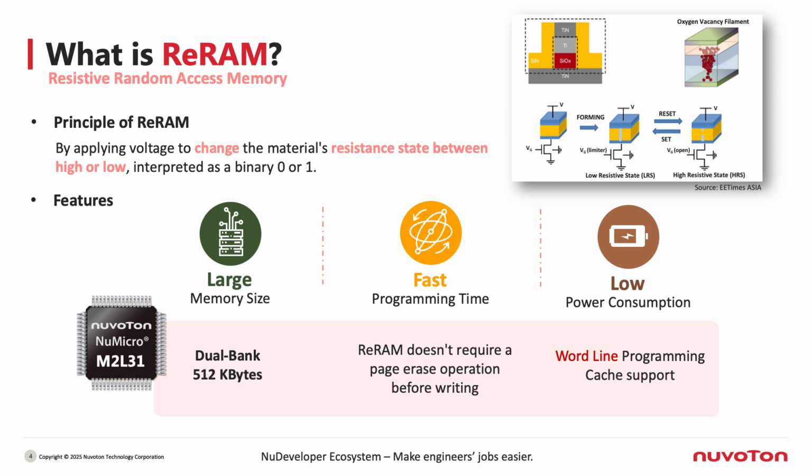So, what exactly is ReRAM? Its principle is based on changing the conductive state of the material through set and reset operations, representing the digital values 0 and 1. In the M2L31 microcontroller, thanks to the characteristics of ReRAM, it provides a 512 kilobyte capacity with a dual bank architecture and supports word-line programming. Unlike traditional flash memory, it allows direct writing without the need for an erase operation. Moreover, even in power-down mode, ReRAM maintains ultra-low power consumption, making the system both energy efficient and highly reliable.